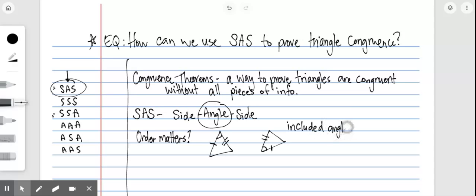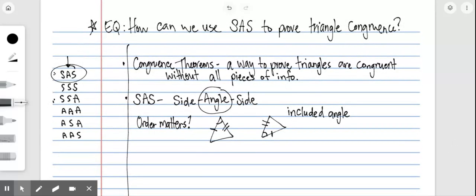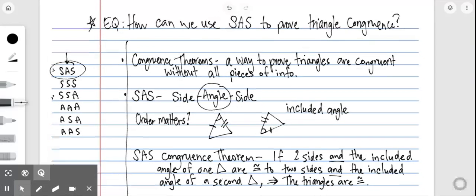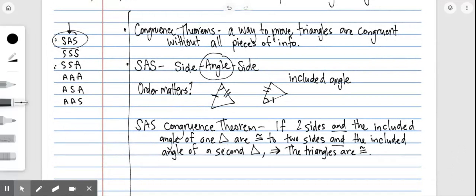Okay. All right. So now we know what congruence theorems are. We know what side, angle, side stands for. Let's talk about the side, angle, side congruence theorem. Okay, and it's kind of wordy, so if you want to reword it in your own words that make more sense, or if you want to draw a diagram, whatever. So the side, angle, side congruence theorem says that if 2 sides and the included angle of one triangle are congruent to 2 sides and the included angle of the second triangle, then those triangles are congruent.